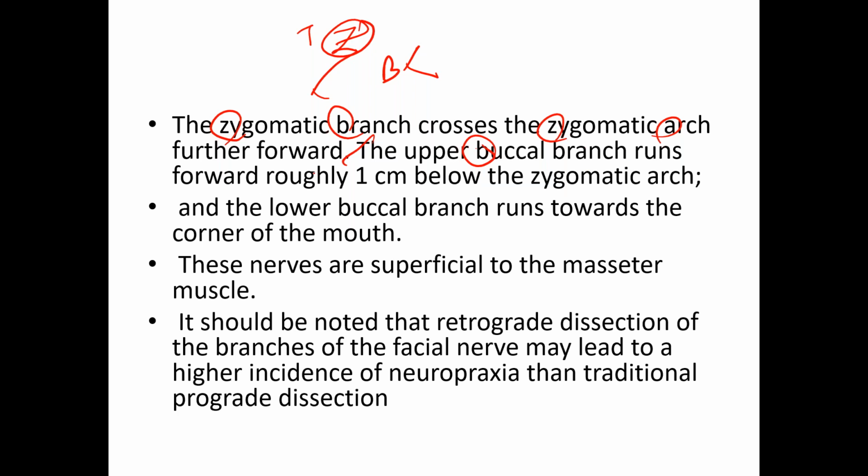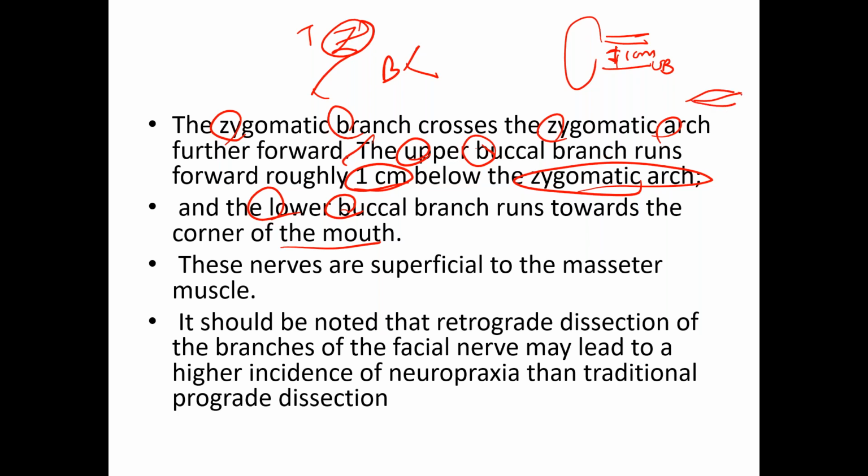The buccal branch runs forward roughly 1 centimeter below the zygomatic arch. When you take the zygomatic arch here, this is the ear and the zygomatic arch. So 1 centimeter below the zygomatic arch, the upper buccal branch lies. And the lower buccal branch? It is towards the corner of the mouth. If you take this as the mouth, the lower buccal branch is towards the corner of the mouth. You can remember LB is at the corner of the mouth.